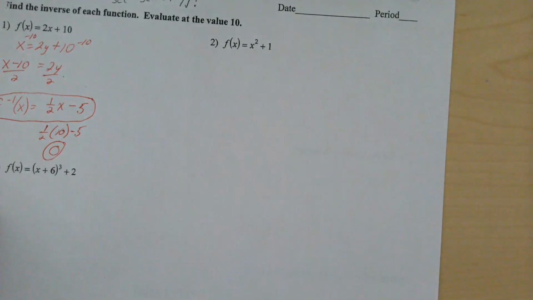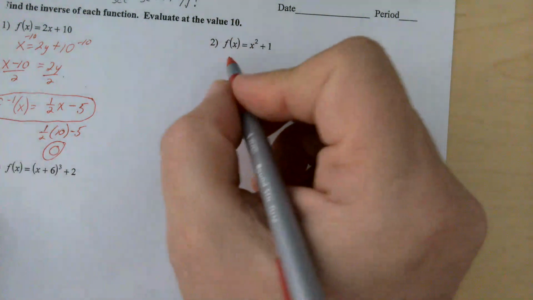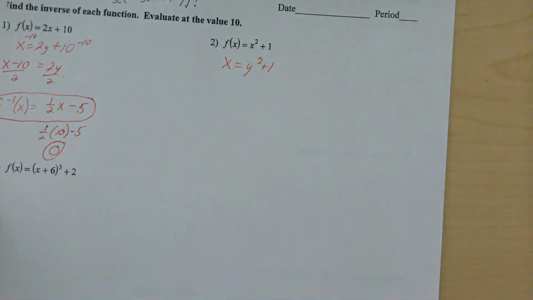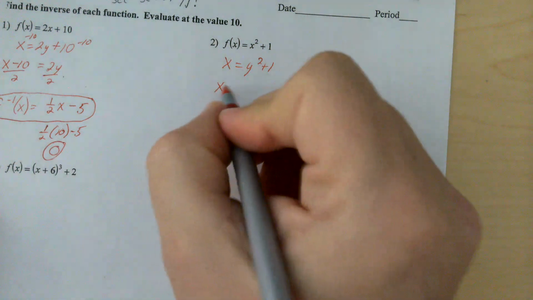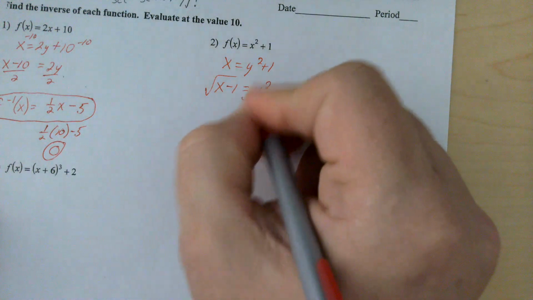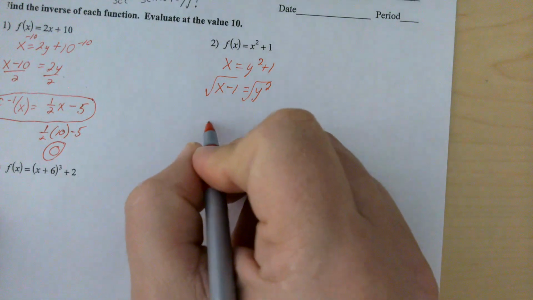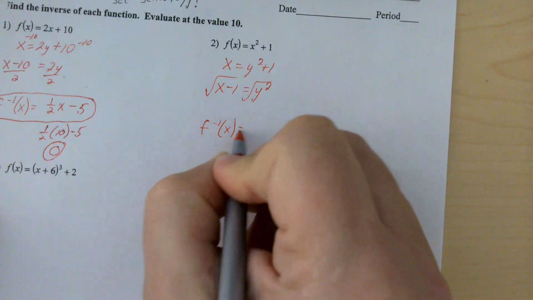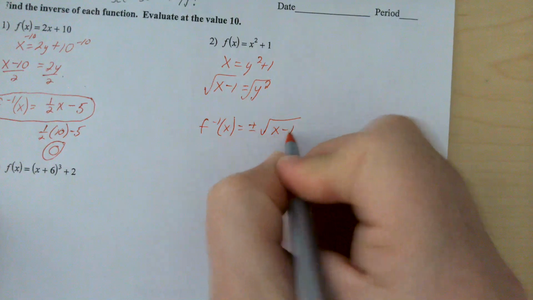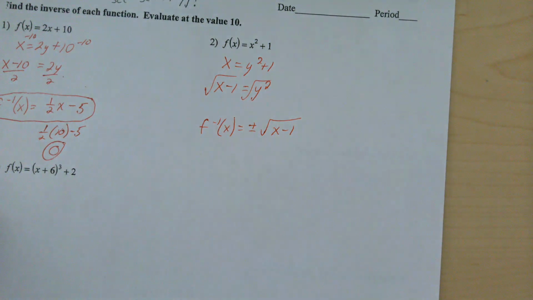Okay, this next one is quadratic. Doesn't matter. We're just going to find that its inverse is going to be a square root function. Okay, so I switch the roles of x and y, and I will solve for y. So I have to subtract the 1. And then to get y by itself, to undo squaring, we take the square root. So I take the square root of both sides. And then our inverse, so I'll use inverse notation, it's technically going to be plus or minus the square root of x minus 1. Okay?